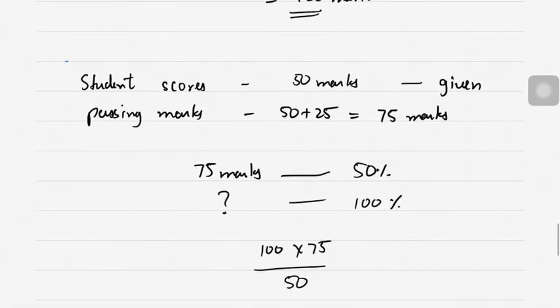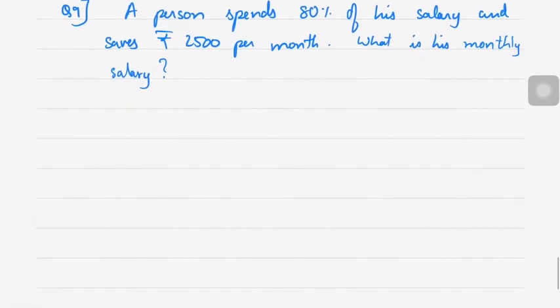Okay. Next, a person spends 80% of his salary and saves rupees 2500 per month. What is his monthly salary? Okay. So, a person spends 80% of his salary. If he is spending 80% of his salary, that means 20% he is saving, right? And saves rupees 2500 per month. So 20% he is saving, which is 2500. So what is his monthly salary? That means 100% is his monthly salary, correct?